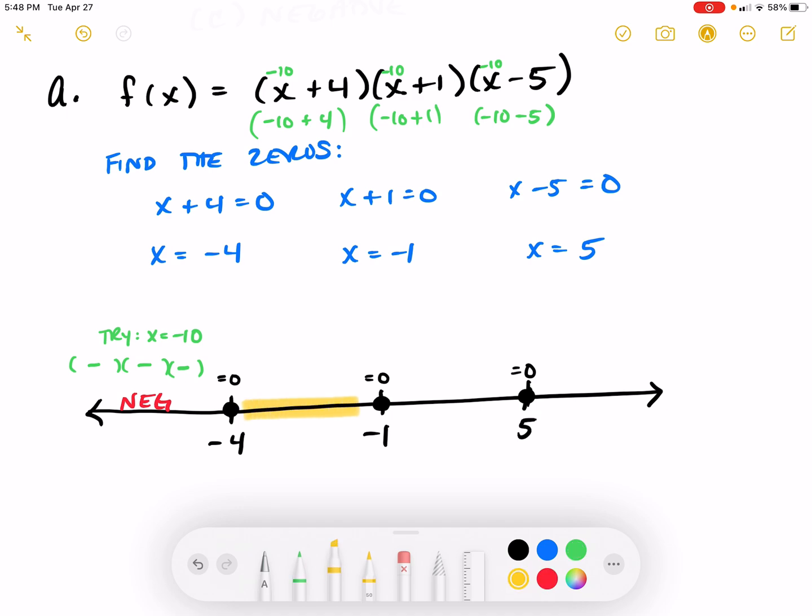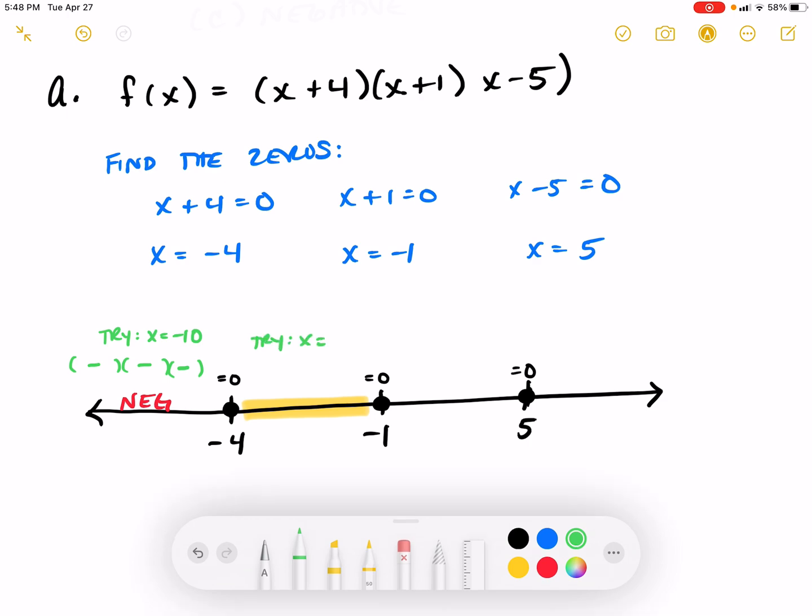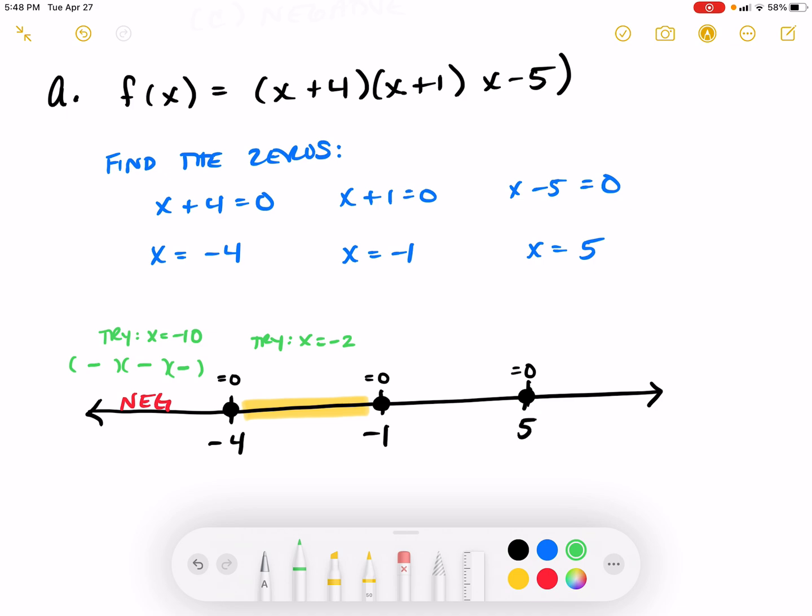Our next interval is going to be between negative 4 and negative 1. You can pick any number you want, okay, between negative 4 and negative 1. So there's a little bit of flexibility here. So let's suppose I try negative 2, okay, just kind of like right in the middle. So what I'm going to do this time is I'm going to plug a negative 2 into my three factors. So if we plug in negative 2 plus 4, the result is a positive. Okay, whether or not you want to do the arithmetic of negative 2 plus 4, it's obvious that it's going to be a positive, and that's what I care about.